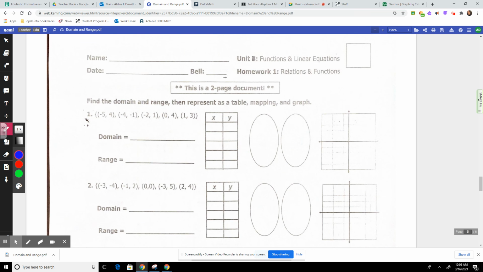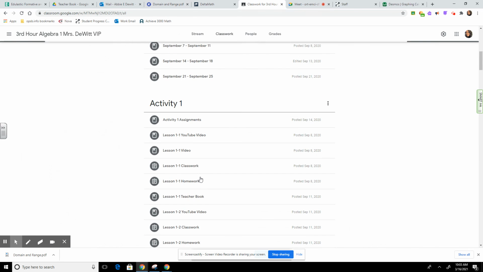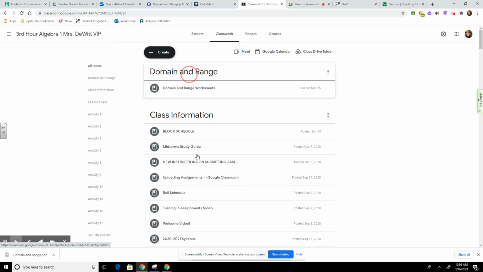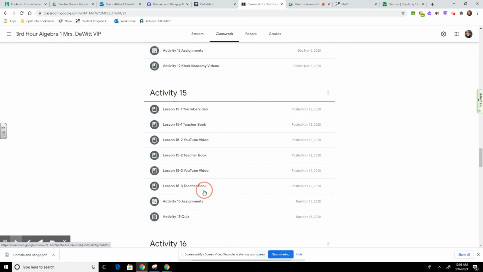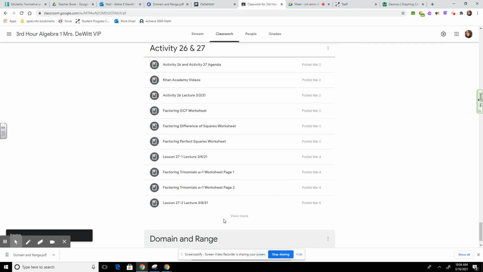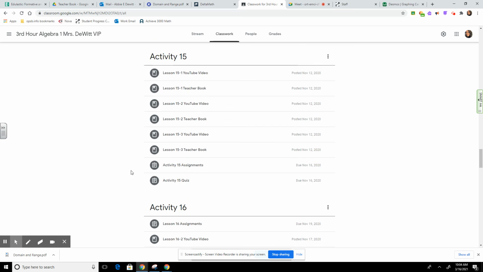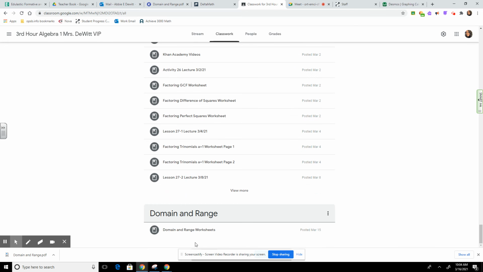I'm going to open up your classroom. I'll show you. In the classwork, in third hour, I just realized that this is at the top of the page. I need to move that to the bottom where we actually are. In domain and range, you'll see the domain and range worksheets in your classroom. I'm going to post another assignment underneath here that will say domain and range homework submission, and you're going to submit the PDF in that homework, and I'm going to do it right now as soon as I end this Google Meet.